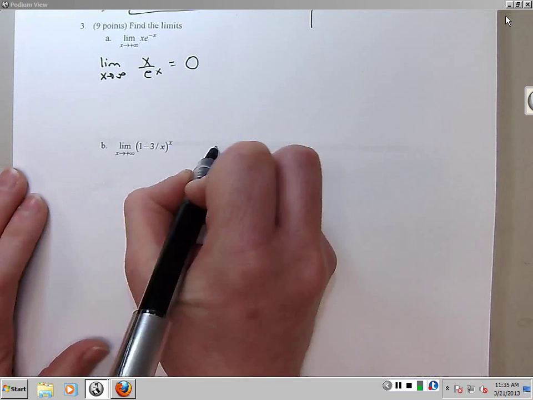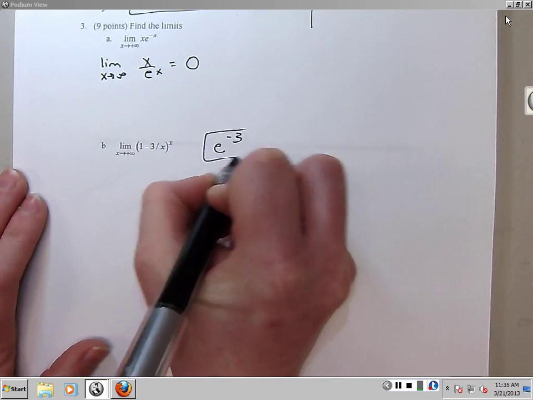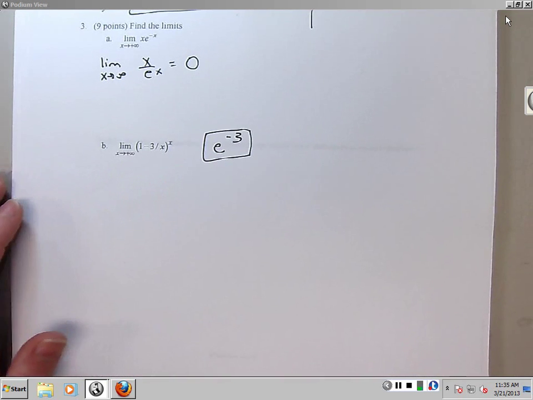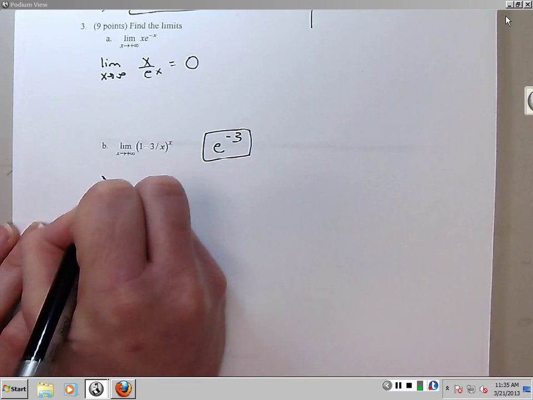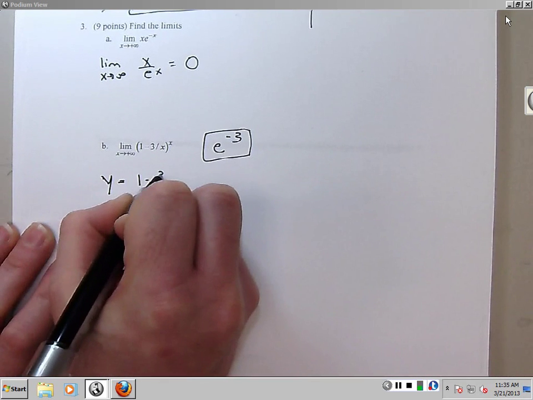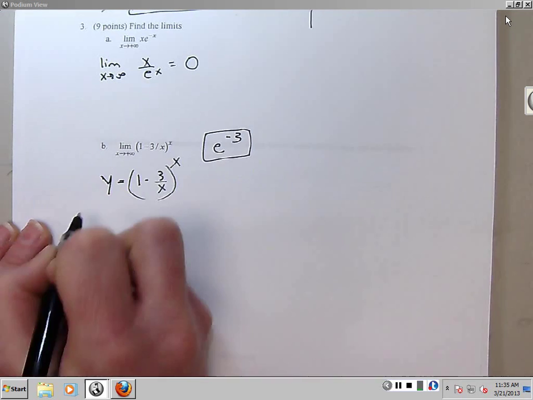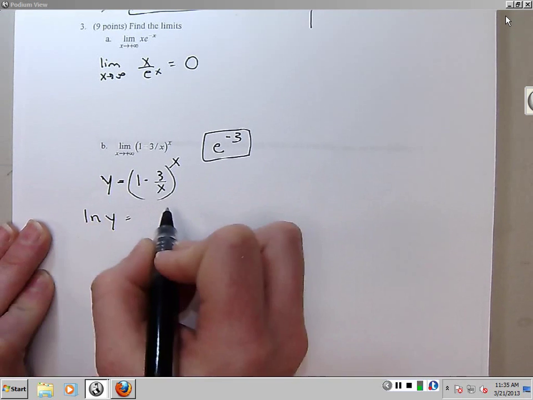This example, a lot of you are like, I know this is the answer, but I don't know why it's the answer. I didn't even remember the answer. Well, some of you do. So let's look at doing this one. y equals this function, right? So if I take ln of y, what do I get on the right-hand side?